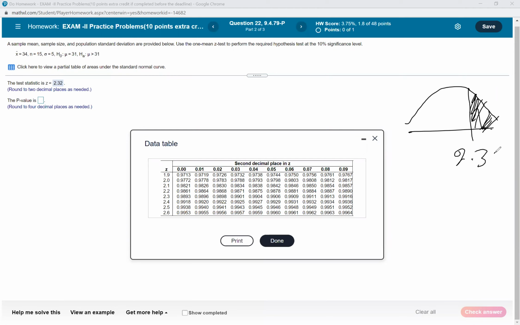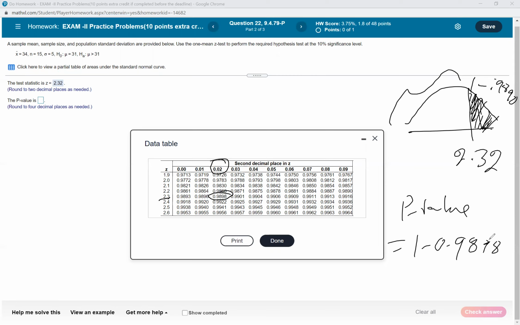This is 2.32. If you look at 2.32, you will get the area of this part. So to get the area of the shaded region, you need to do 1 minus the table value. Looking at 2.32, 2.3 is here, and the second decimal place, 2, is here. So the area is 0.9898. So the p-value will be 1 minus 0.9898.